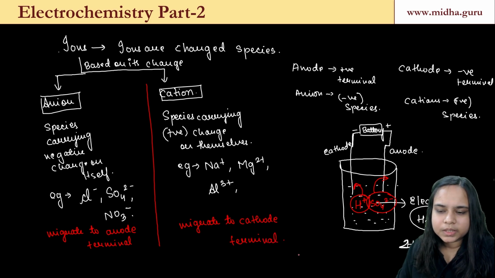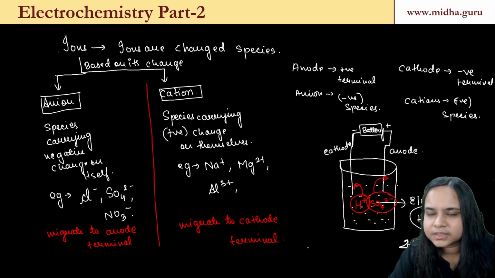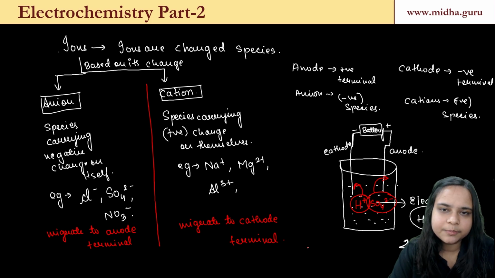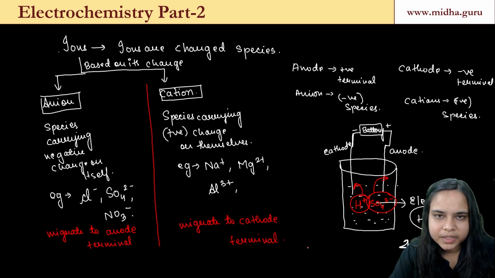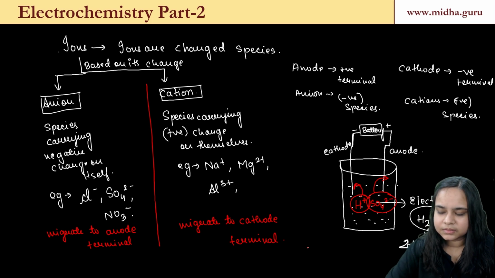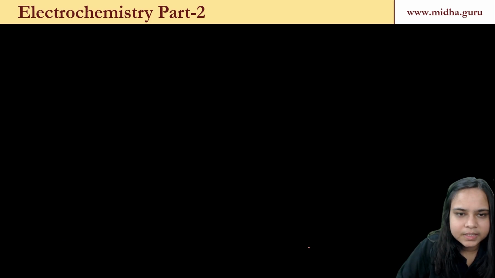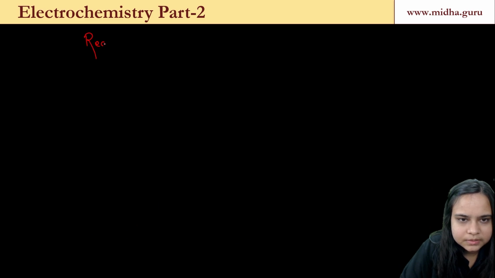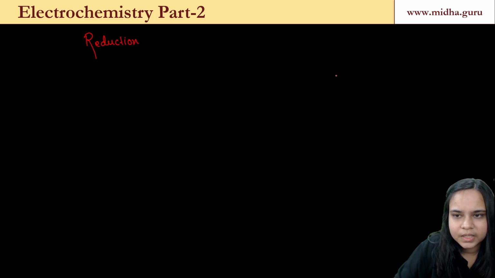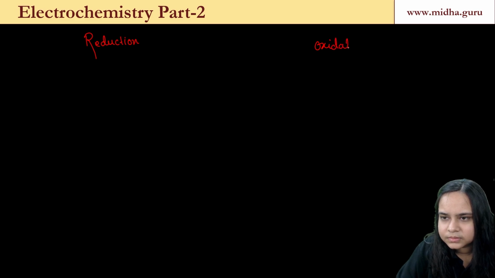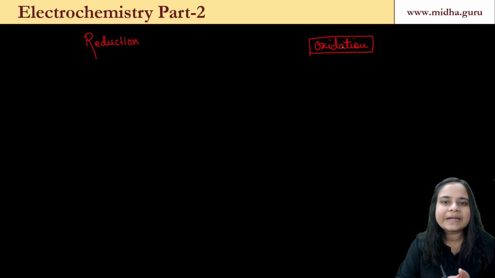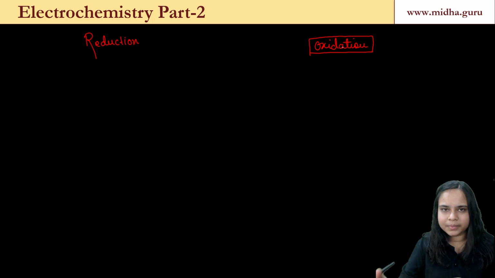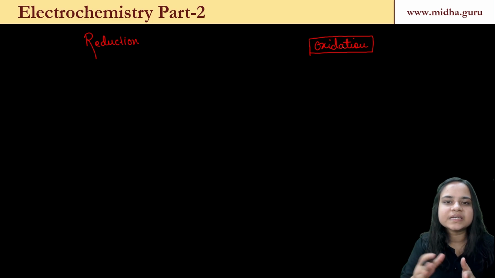Okay. Now, coming to the concept of reduction and oxidation. Before understanding the concept of cell or the setup of cell, we need to understand the most important topic, reduction and oxidation. So, let's start with it. From the term itself, we can understand oxidation means combining of oxygen, or we can say addition of oxygen. If we are adding oxygen to some compound or some element, we are doing an oxidation reaction there.